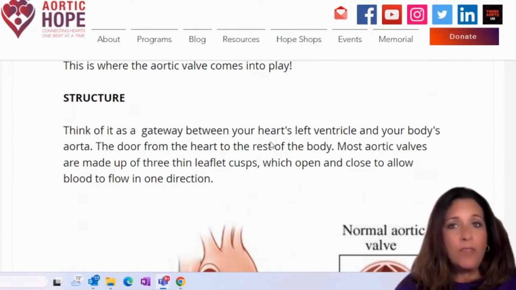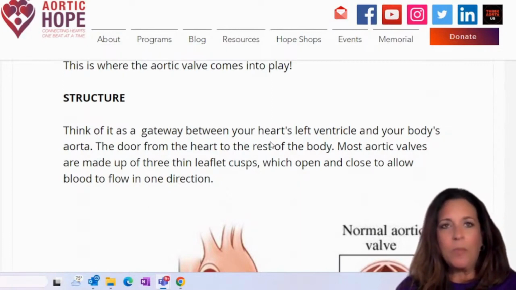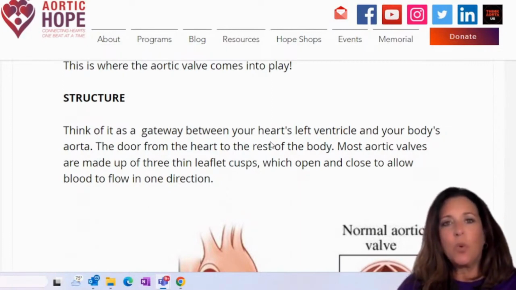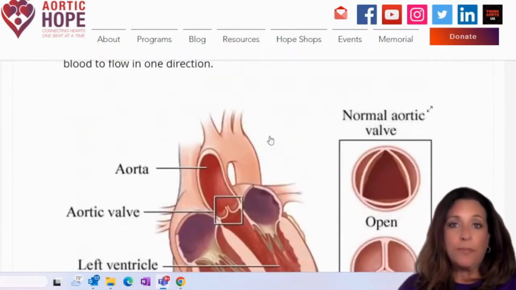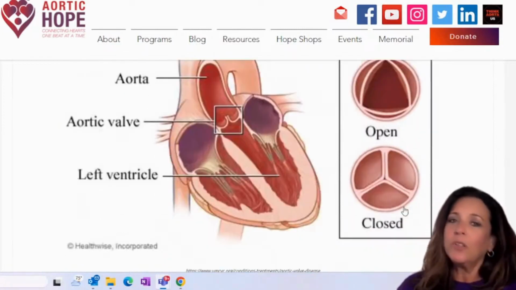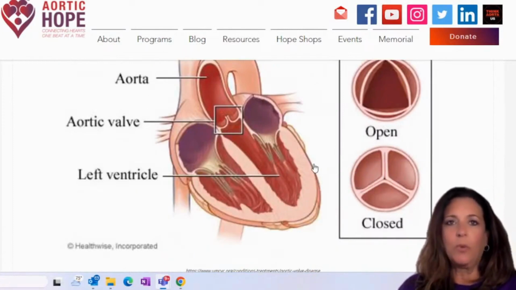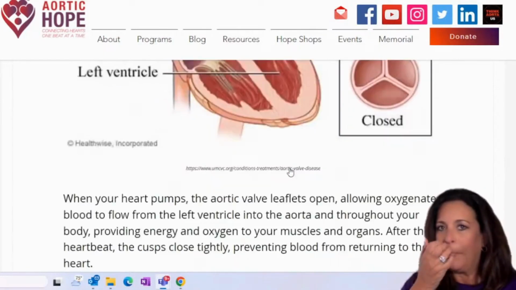And most aortic valves are made up of 3 thin leaflets, which we did talk about in prior posts. And these leaflets are called cusps. These cusps open and close to allow the blood to flow in one direction. Okay, here we are. There's your normal aortic valve and your 3 leaflets. And this is what it looks like when it's closed. This is what it looks like open and closed. Blood comes from here, goes through the aortic valve and into the aorta.